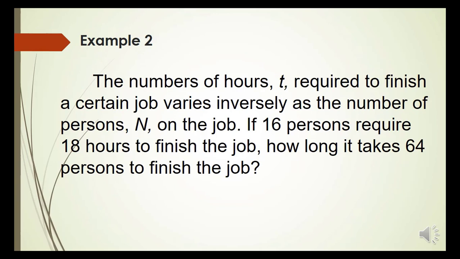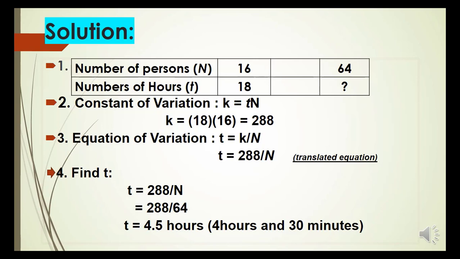Example number 2. The number of hours t required to finish a certain job varies inversely as the number of persons n on the job. If 16 persons require 18 hours to finish the job, how long will it take 64 persons to finish the job? For our solution, we're going to use the 4 steps. Step number 1. Table for the given. Number of persons n, number of hours t. 18 hours, 16 persons. Unknown t for the 64 persons to finish the job.